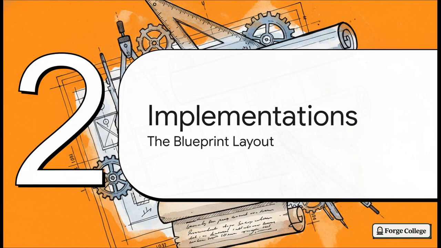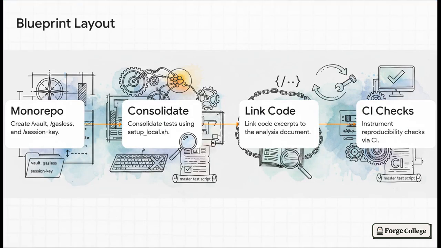Moving right along to Section 2, Gathering Implementations, or as I like to call it, the blueprint layout. Think of your repository structure like a flawless architectural blueprint. Step 1 is pretty straightforward. Create that top-level monorepo with 3 neat little directories. Step 2 is where the magic actually happens. You need to consolidate your tests with a setup script.